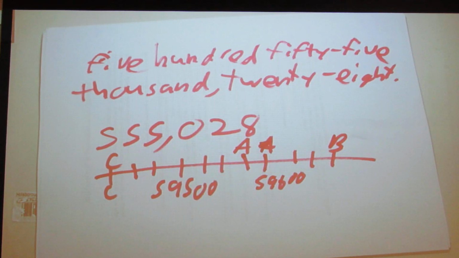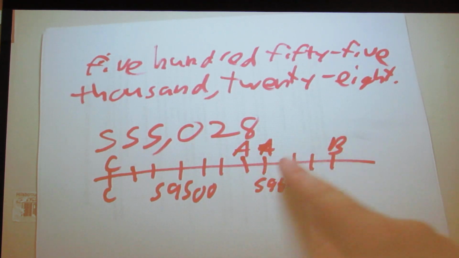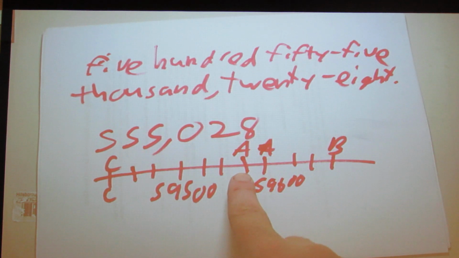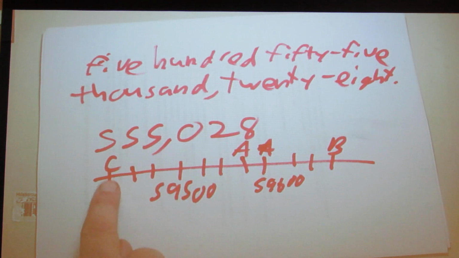This is 59,500, 59,525, 59,550, 59,575, 59,600. So A would be at 59,575. This one is 3 more, so 59,575. This one is 3 dashes less, so 59,425. So you can have one that has 3 numbers and the 3 letters just like that.